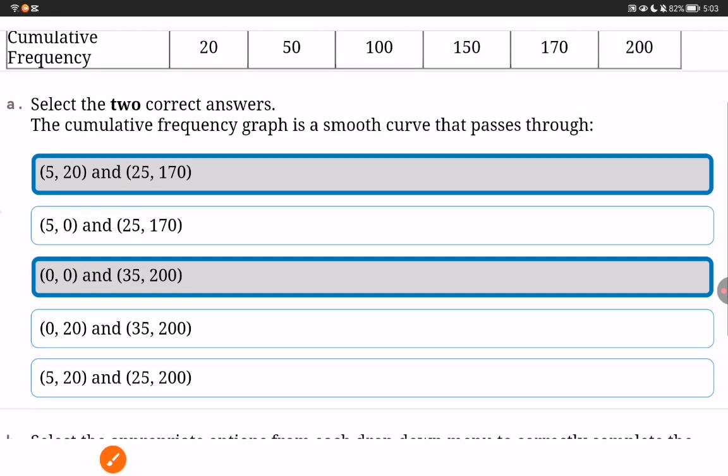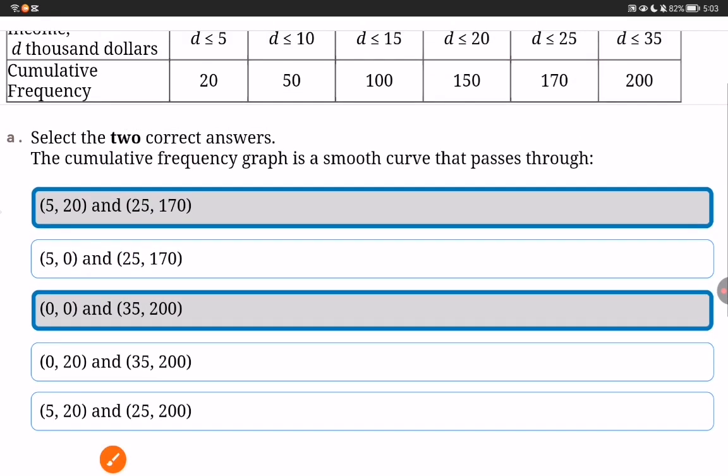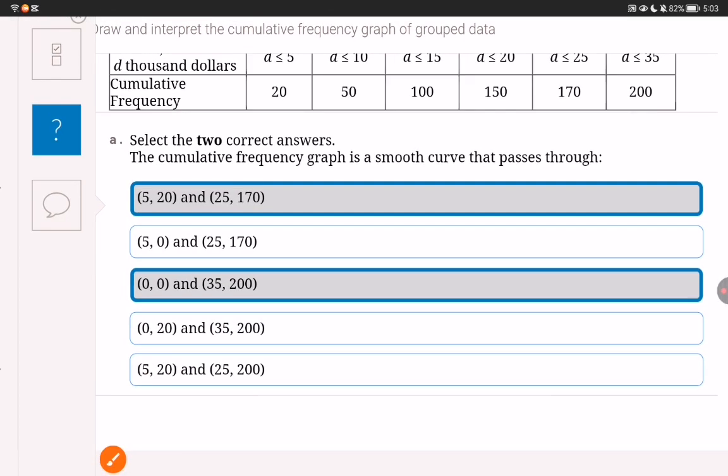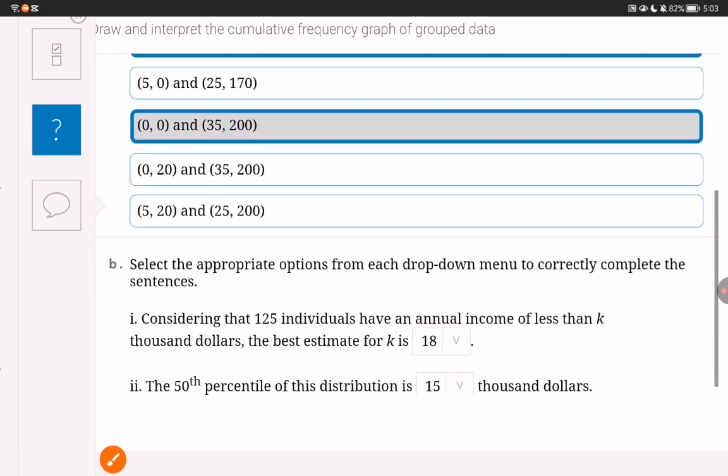Okay. Now the rest of the options, this is wrong because we know it was 5, 20, and this is correct, but the whole thing is wrong because this over here is wrong. And then this is correct, but this is wrong, so the whole thing is wrong. It's really simple. You're just comparing.